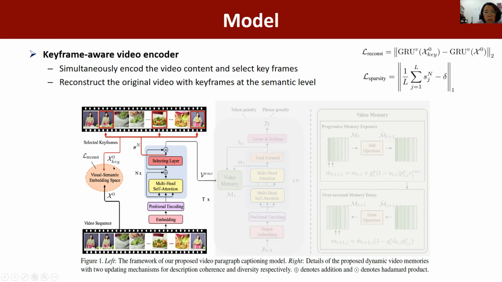Therefore, we introduce a reconstruction loss to help the learning of the video encoder, specifically the keyframe selection layer in the video encoder. Also, in order to penalize the encoder from generating too many keyframes, we introduce a sparsity loss to penalize the encoder generating too many key video frames.